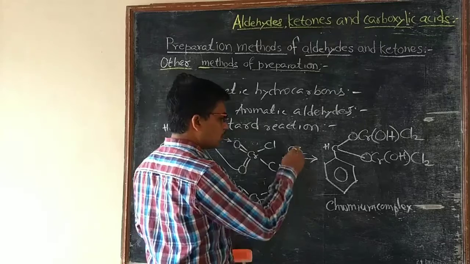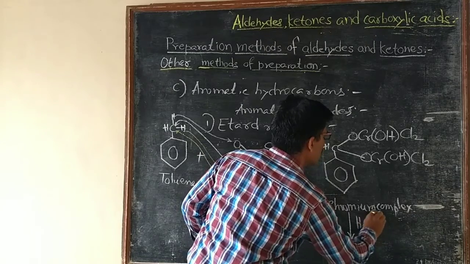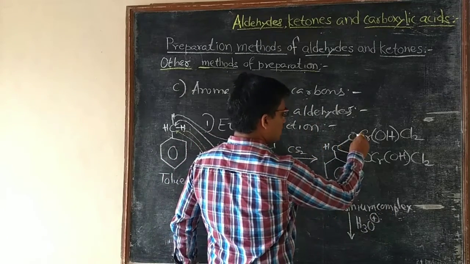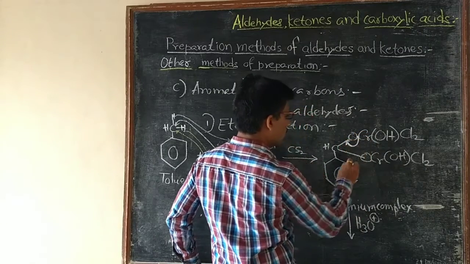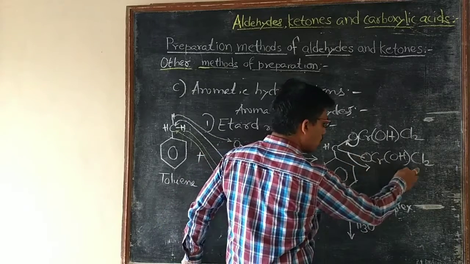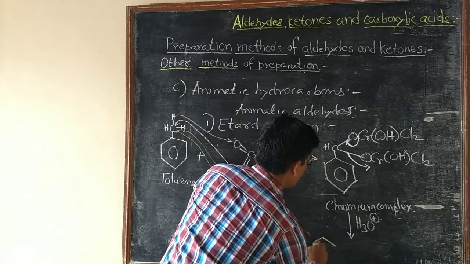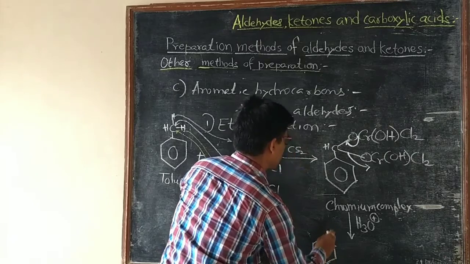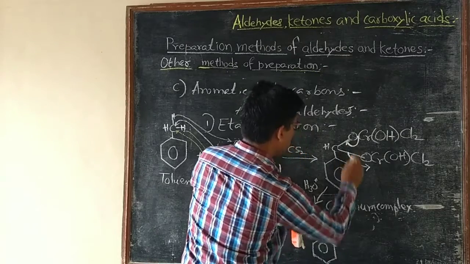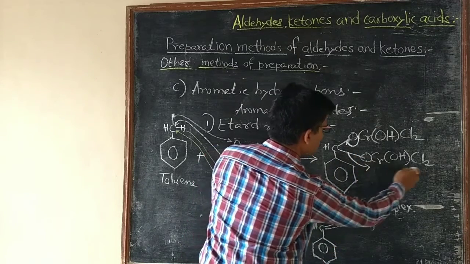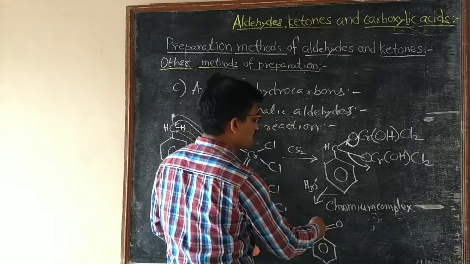This chromium complex further undergoes hydrolysis in presence of acid. In this case, what happens? The bond between chromium and oxygen goes in this way, and this whole part goes away with electron pairs. Therefore, what happens here? CH double bond O, and this whole part goes away with its electron pairs. What we have left is our desired product, that is benzaldehyde.